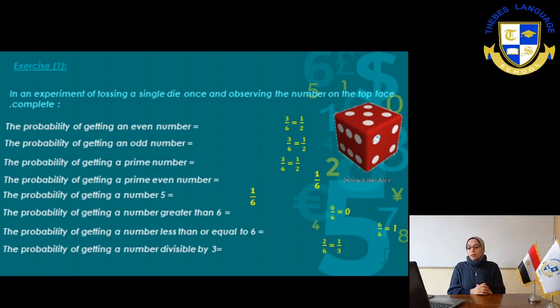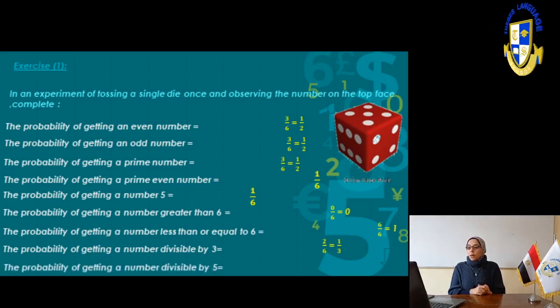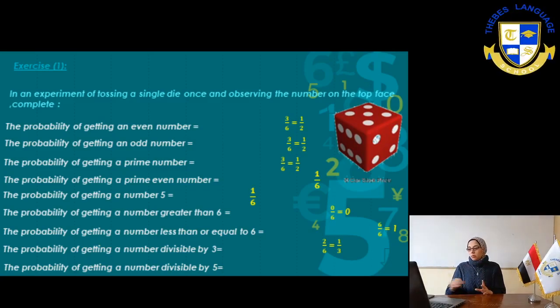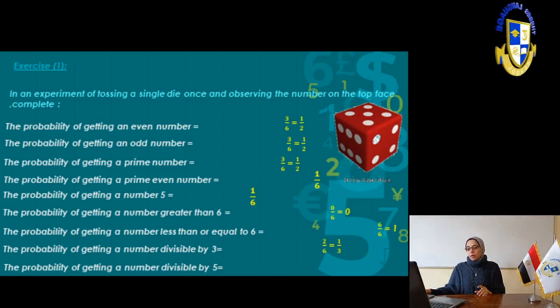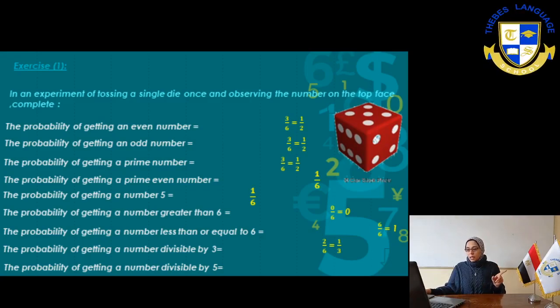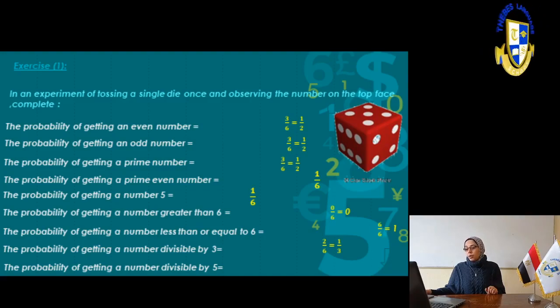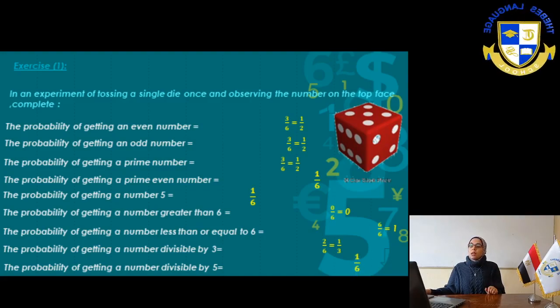The probability of getting a number divisible by 5. Which numbers in the die are divisible by 5? Only 5 is divisible by 5. So we have one face from 6 with a number divisible by 5. So the probability is 1 over 6. Another exercise.